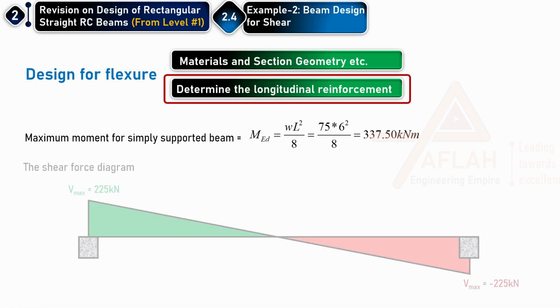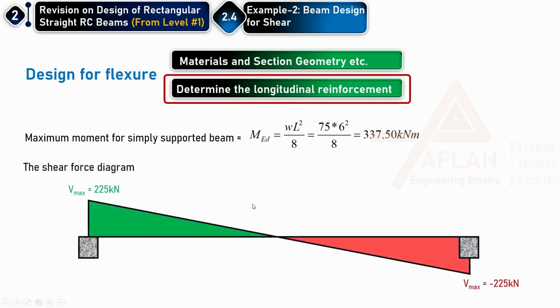Sometimes you may see this diagram flipped. Depending on the convention that you are following, this may be sometimes downward and sometimes upward. However, the values are very important here, 225.